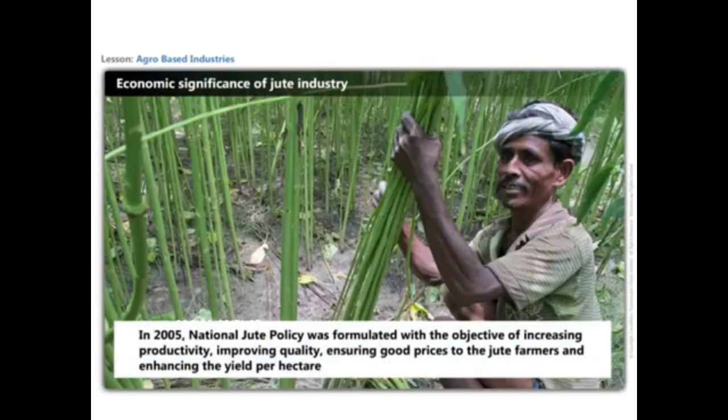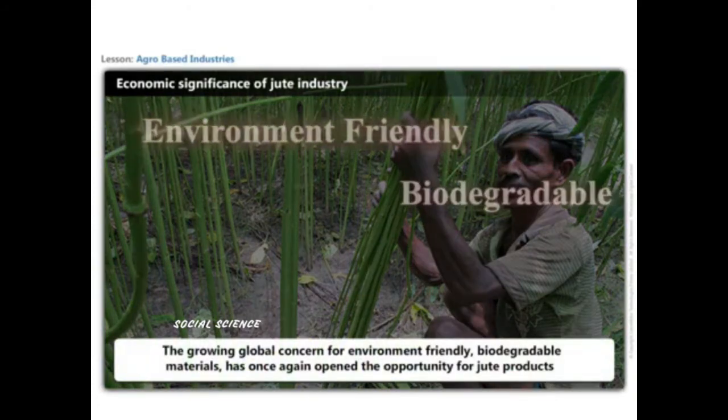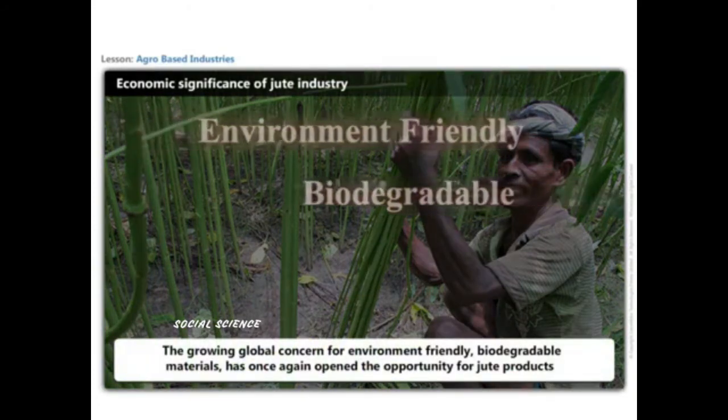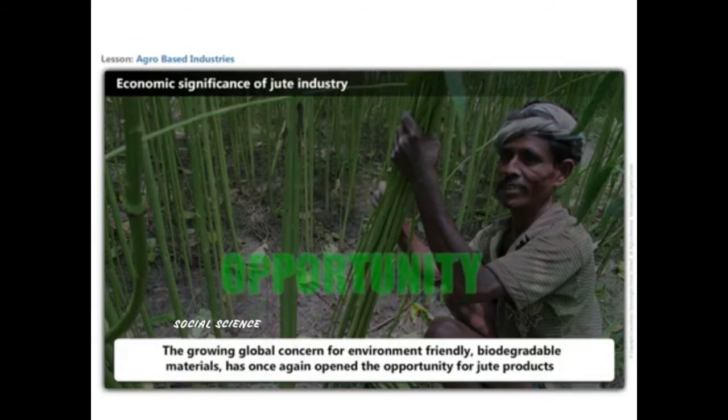In 2005, the National Jute Policy was formulated with the objective of increasing productivity, improving quality, ensuring good prices to the jute farmers and enhancing the yield per hectare. The growing global concern for environment-friendly, biodegradable materials has once again opened the opportunity for jute products.